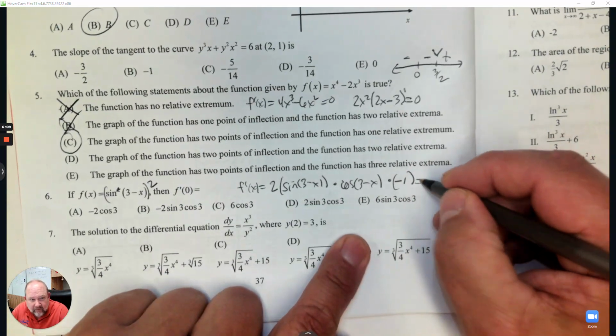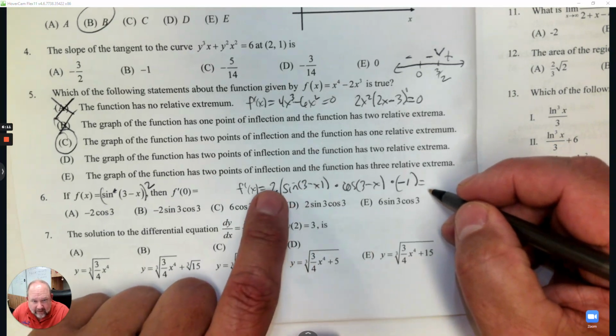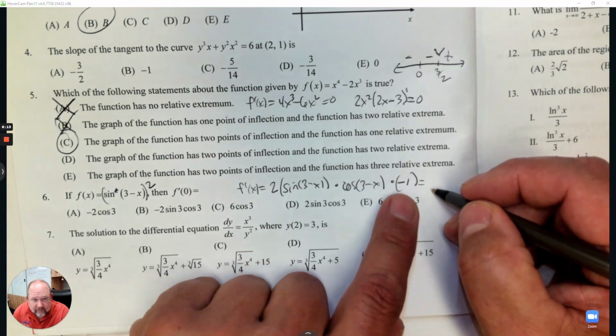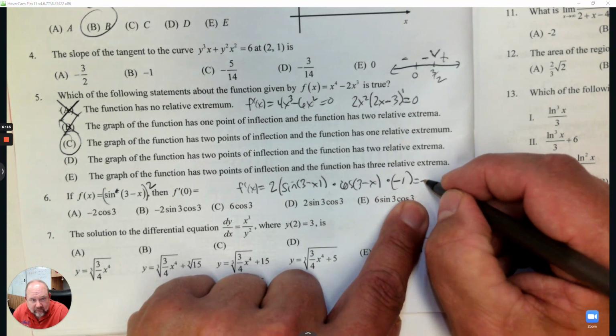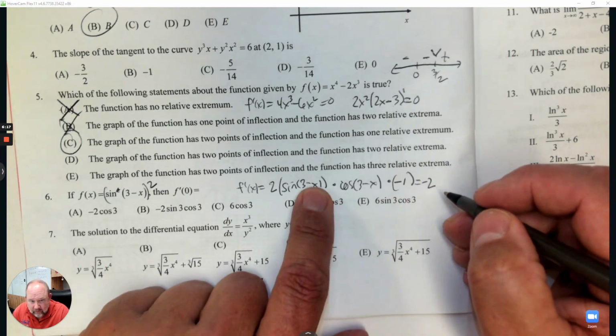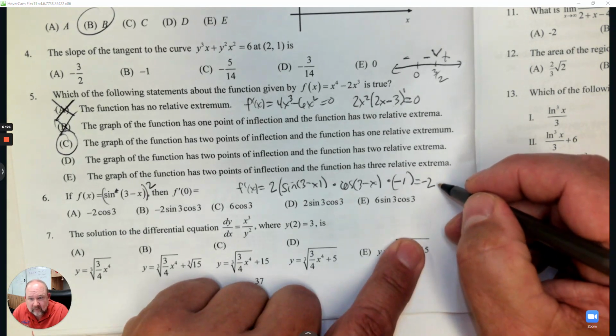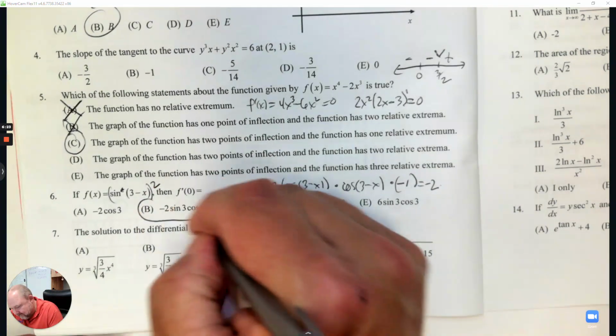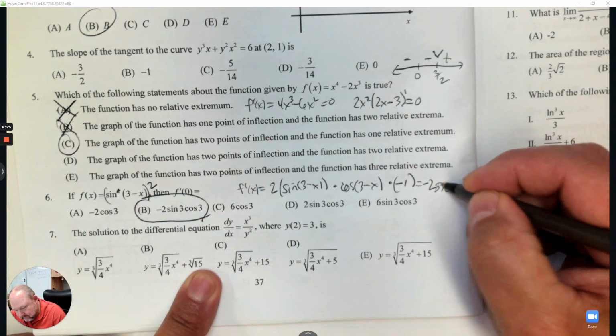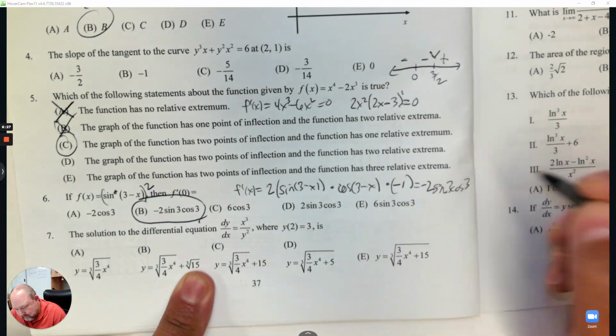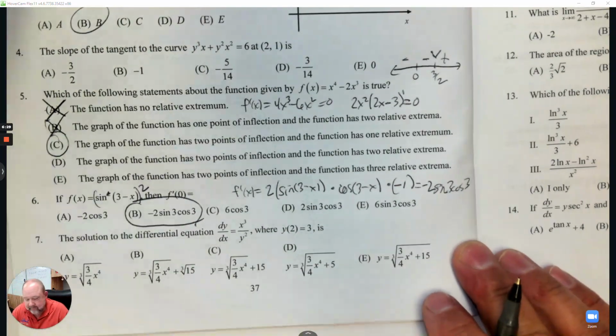So if I do that, plug in 0, I get 2, first of all, times -1. So I feel like there's a -2 in front. And then 0 means sine 3 times cosine 3. Well, that answer's right here. Done. So the answer to 6 is B.